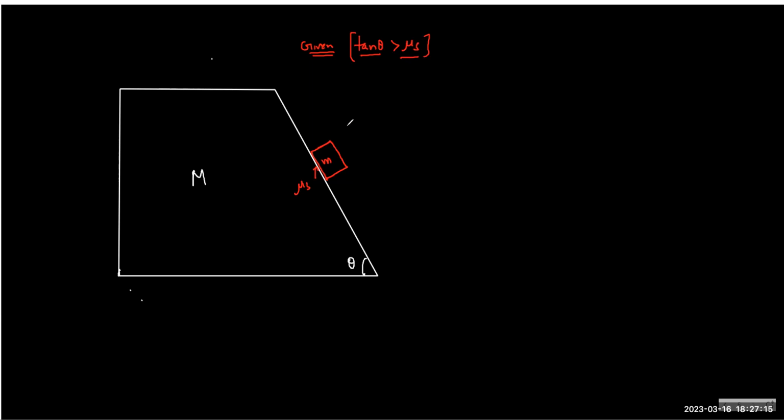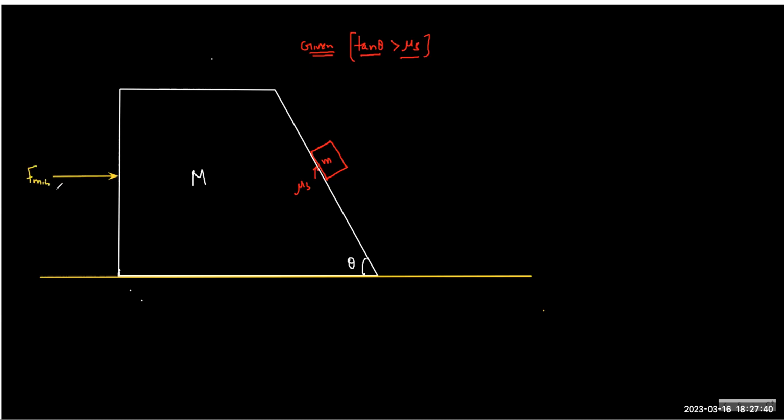So the block will have a tendency to, in fact, go down. I hope this is clear so far. Very good. So my question is, to keep the block at rest with respect to the wedge, what is the minimum force you're going to apply?